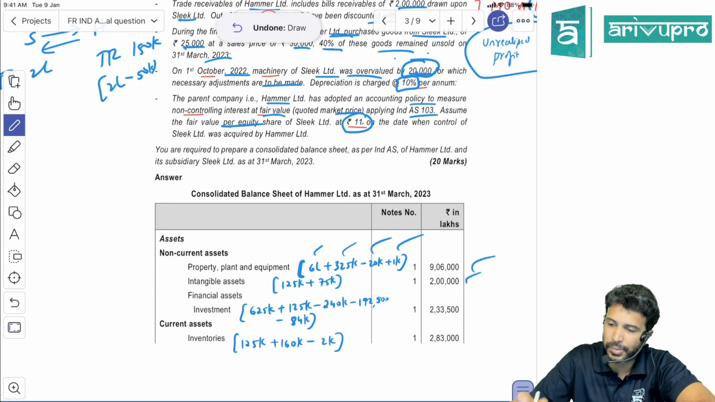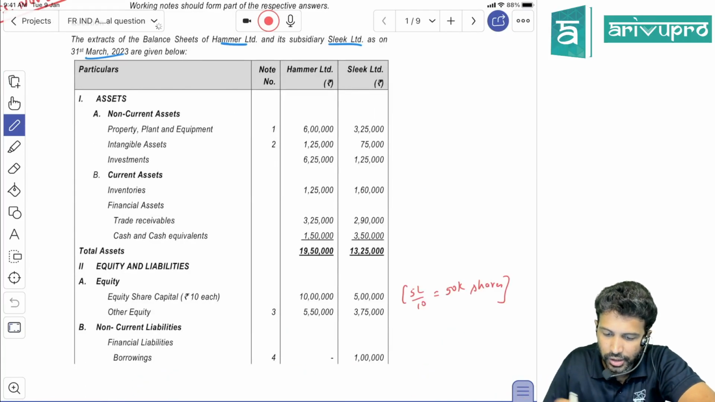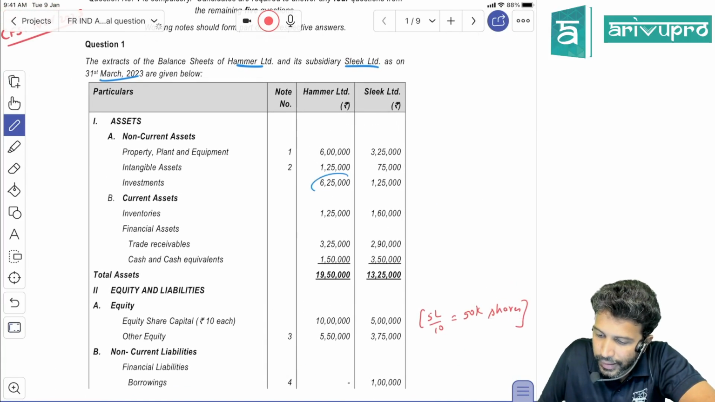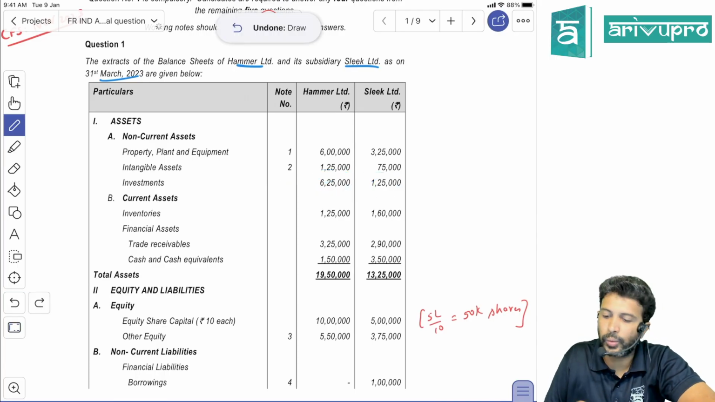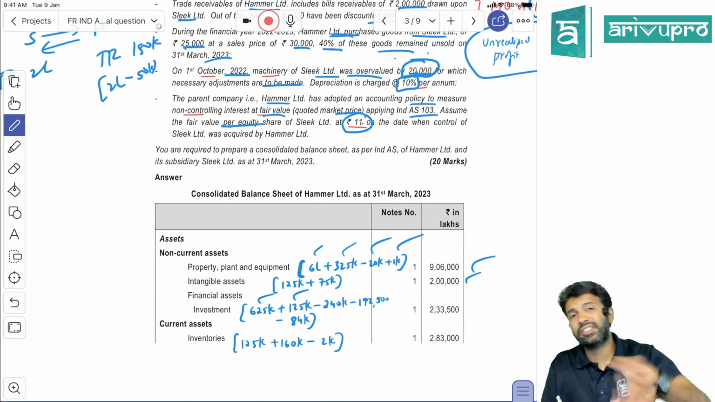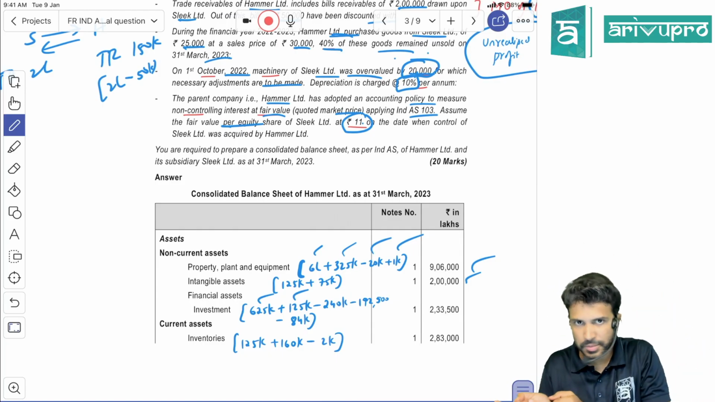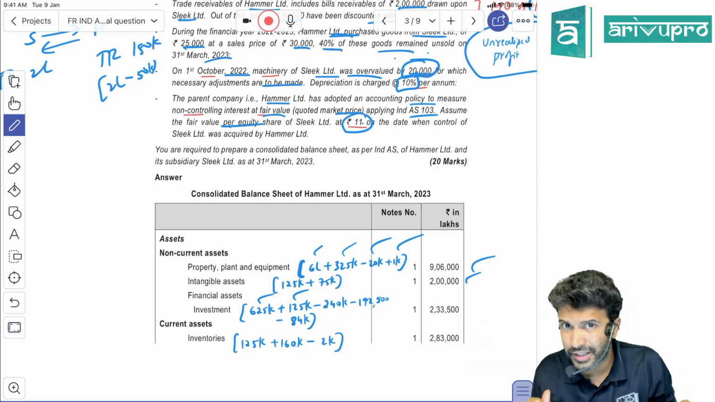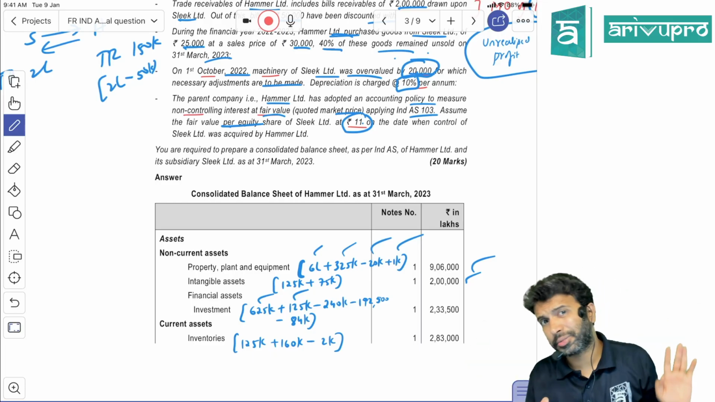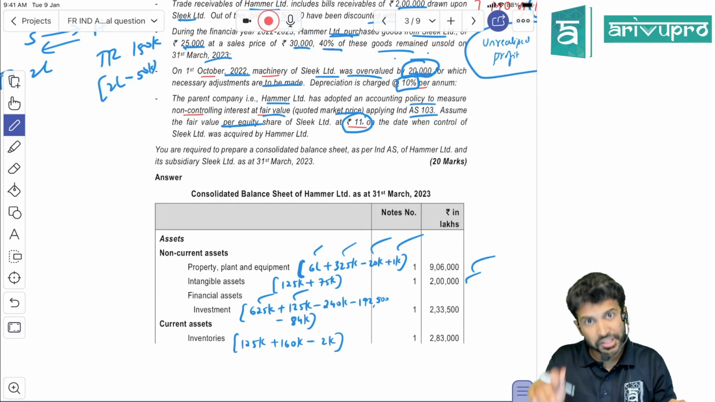Okay. Then investment. Investment, you need to be a little careful. Check what is the investment of. We'll go to the balance sheet. Investment for parent is 625. Subsidiary it is 125. So 625 and 125 you take first. That we have taken. Then this 625 now includes two things. One, it includes investment in subsidiary. Parent has purchased investment in subsidiary. Can investment in subsidiary company be shown? No.